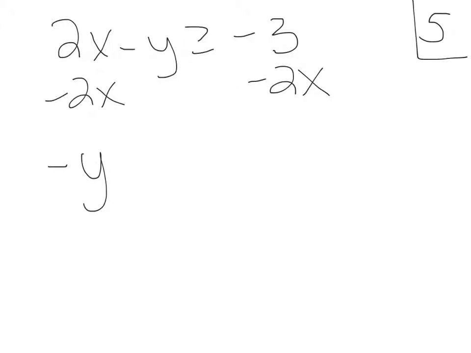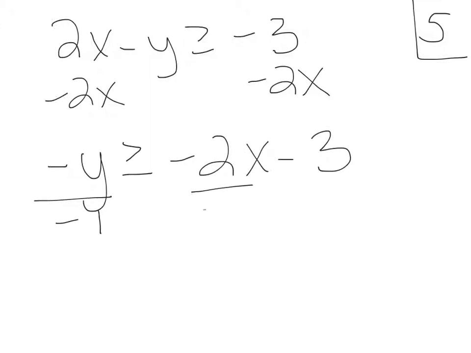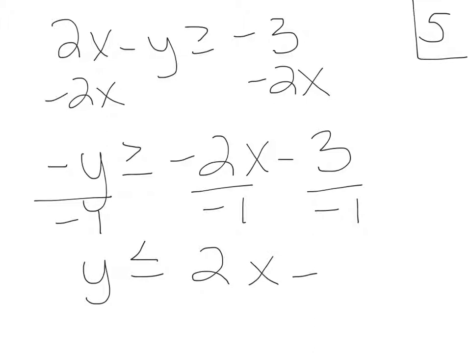So again, I have negative y is greater than or equal to negative 2x minus 3. And then notice I'm going to divide everything by negative 1. And that's that rule about dividing by a negative, that I actually have to change the symbol here. So remember, this is going to be a solid line. And since it's less than, it's going to be shaded below.